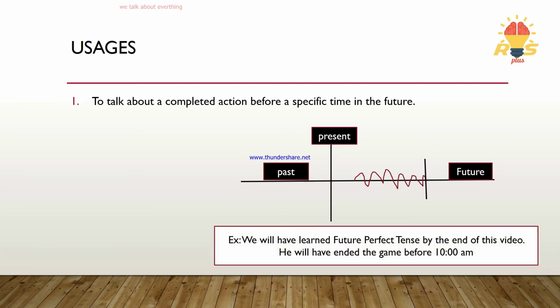Right? So for example, we will have learned future perfect tense by the end of this video. So "by the end of this video" is the time expression. So before the ending, we will what? Memorize this video. He will have ended the game before 10 a.m. It means before 10 a.m. he will finish completely. Nothing will remain. That's it. The video will be what? Finished. So this is the usage to talk about a completed action before a specific time.